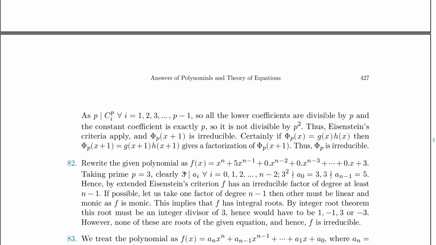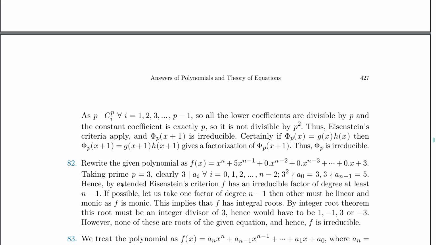Now we rewrite the given polynomial as x to the power n plus 5x to the power n minus 1 plus 0 into x to the power n minus 2 plus 0 into x to the power n minus 3 and so on up to 0 dot x plus 3. Now if you take prime number 3, then you will see that 3 divides all the zeros, and 3 square does not divide a0, which is 3, and it also does not divide an minus 1.